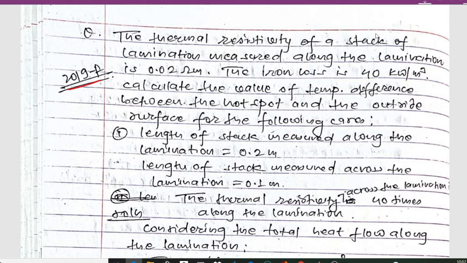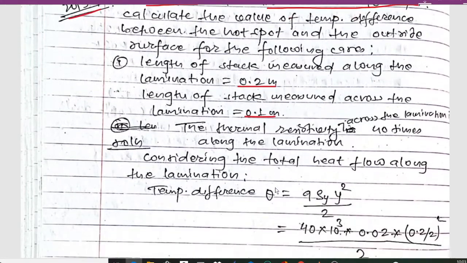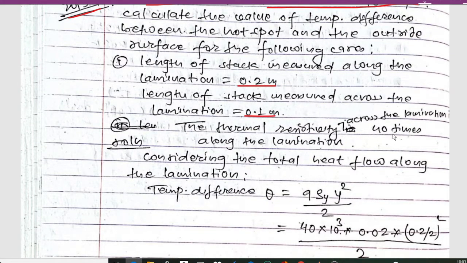The thermal resistivity of a stack of lamination measured along the lamination is 0.02 ohm meters, and the iron loss is given as 40 kilowatt per meter cube. Calculate the value of temperature difference between the hot spot and the outside surface for the following cases. The length of a stack measured along the lamination is 0.2 meters and the length of a stack measured across the lamination is 0.1 meters, and the thermal resistivity across the lamination is 40 times that along the laminations.